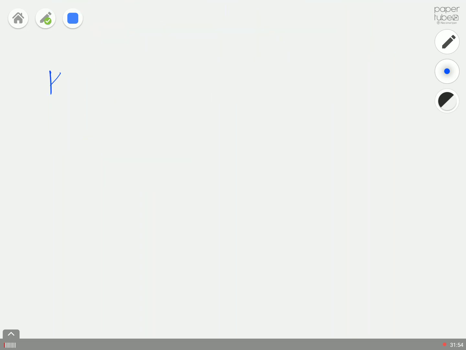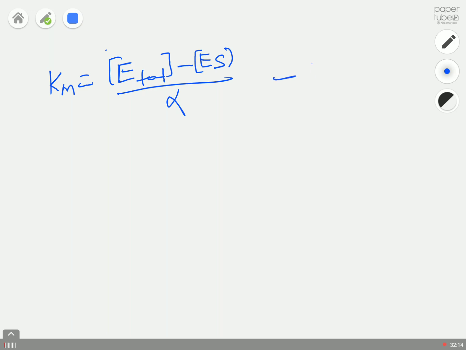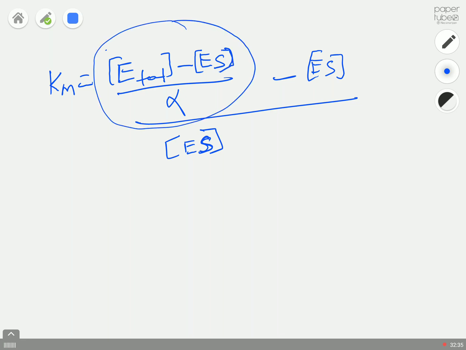So Km will be equal to, E total minus enzyme substrate complex, let's put a square bracket, divided by alpha, minus the concentration of enzyme substrate complex, the whole value divided by again the enzyme substrate complex. We are just rewriting equation 5, and we replaced the enzyme concentration in equation 5 with this whole value here, which you see.